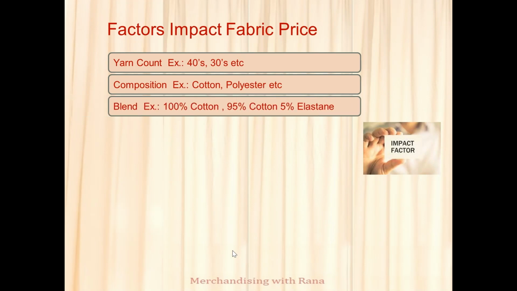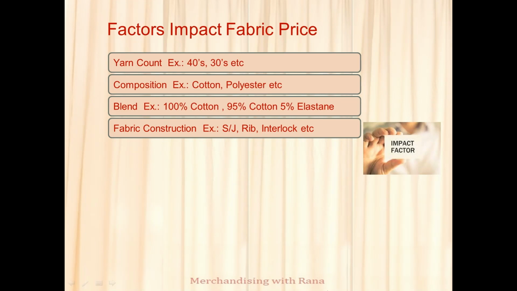Another thing you can see is fabric with various content, like cotton and polyester mix. This is called a blend. If it is a blend, the price for 100% cotton and the price for 95% cotton and 5% elastane will be different. Of course, there will also be CVC and PC fabric, whose price will be different. Like for CVC, 60% cotton and 40% polyester. So please be careful of that.